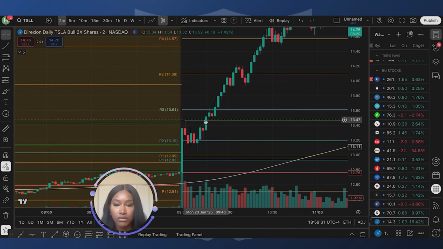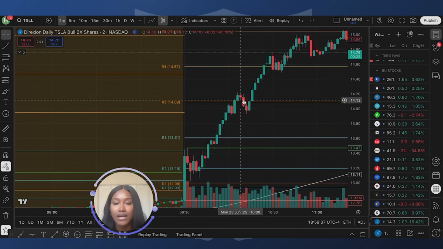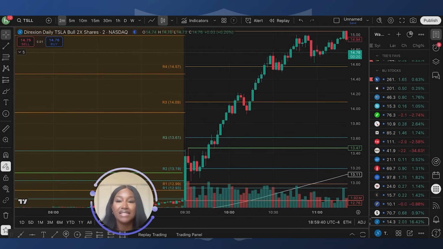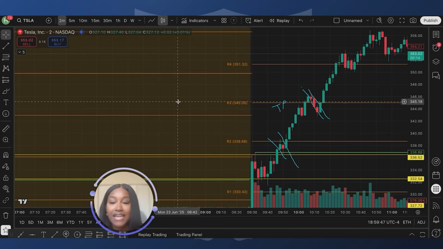Same big candle in the morning, right? Break of the ORB, right? Flag. Y'all see that? Same exact thing. So cool, right? So if you are saying Tesla is too expensive, go ahead and trade TSLL whenever Tesla's doing its thing.